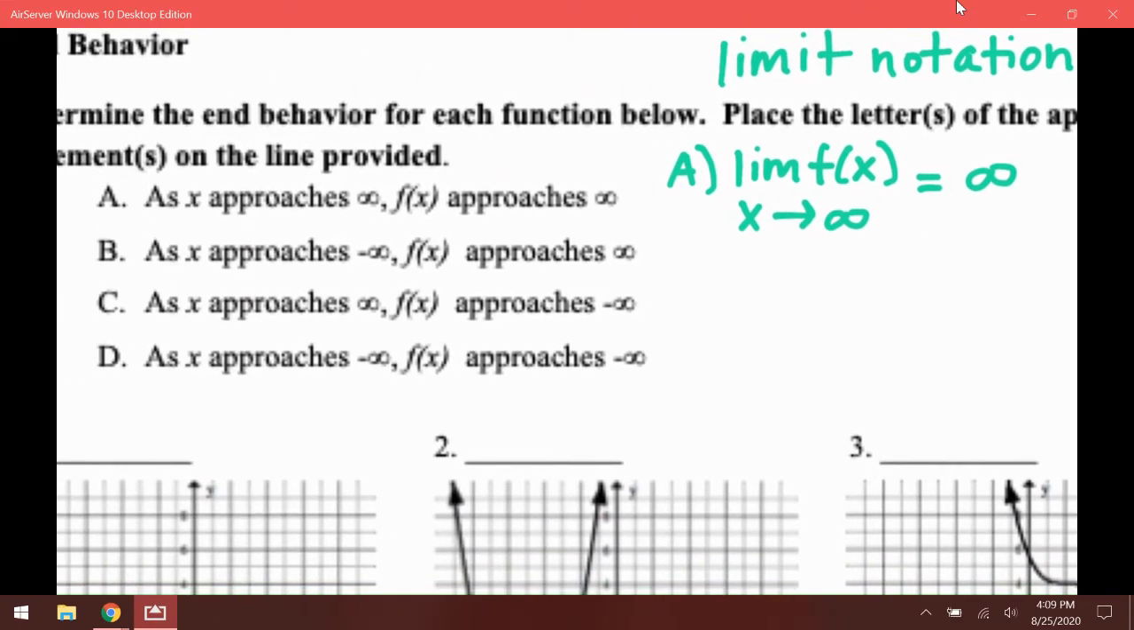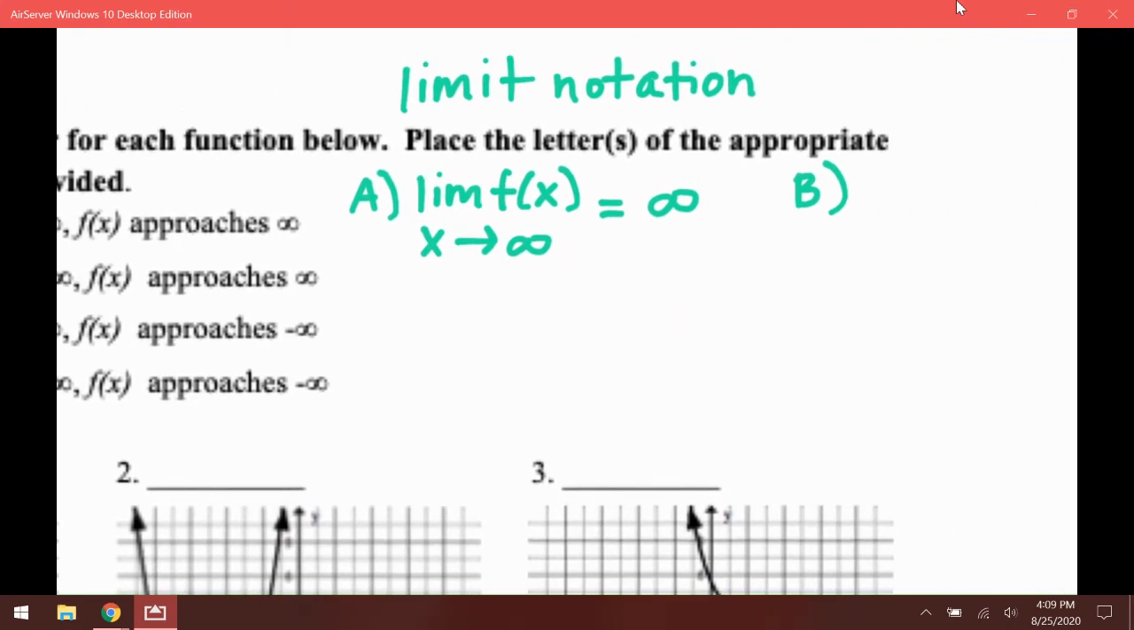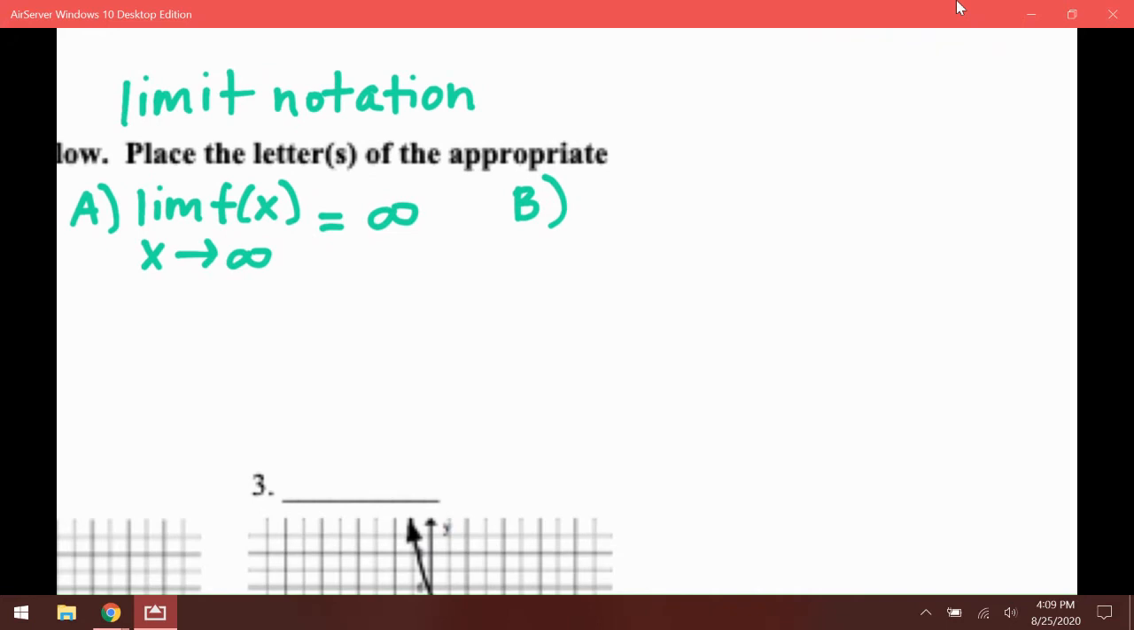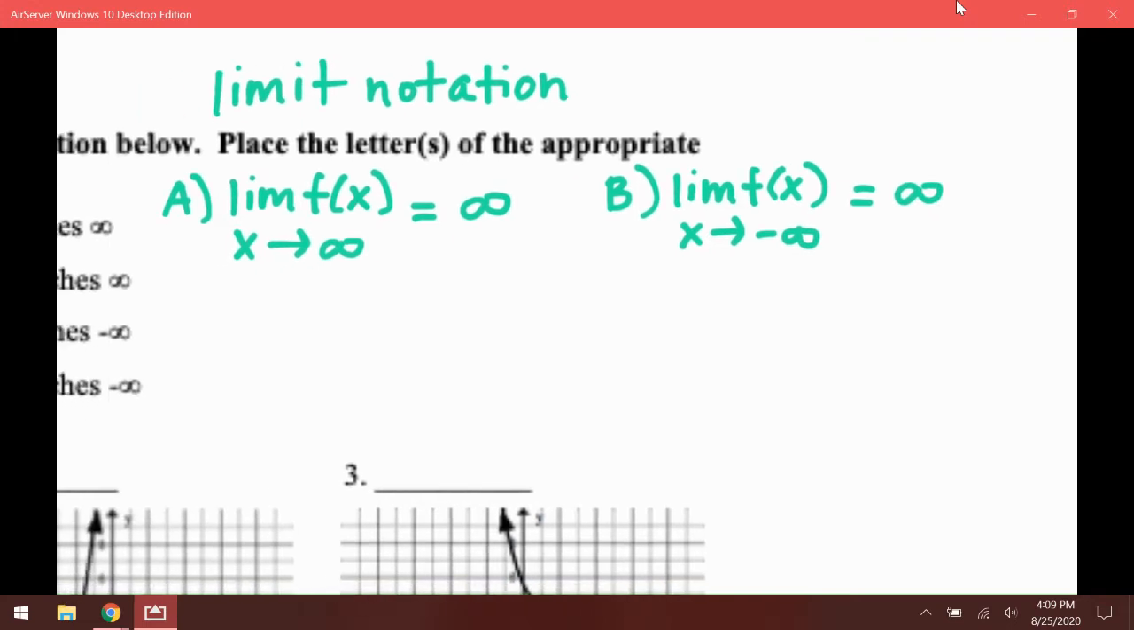Okay? Now, I want to do part B in limit notation. B says as x approaches negative infinity, f of x approaches infinity. So to rewrite that, I always start with the limit of f of x every time. And then I need to talk about what x approaches. Part B says x approaches negative infinity. So this is as x approaches negative infinity, my limit, part B says, is infinity. Okay. Again, I'm just rewriting A through D. I'm not solving anything here, okay?